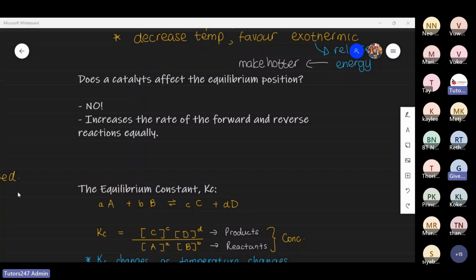This question can be asked in a 1-mark question, whereby they can state, if you add a catalyst to the system, will the equilibrium position shift to the right or to the left? Or they can ask you, will a catalyst affect the equilibrium position? And you need to say yes or no, or increase, decrease, or remain the same. So it's usually a 1-mark question. The most important thing to remember is that a catalyst does not affect equilibrium position.